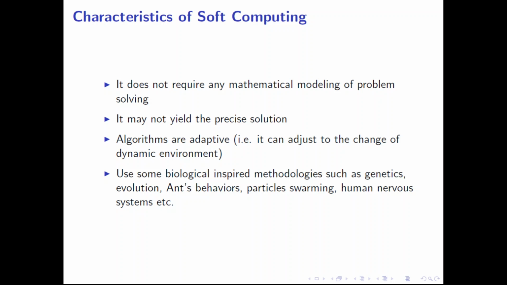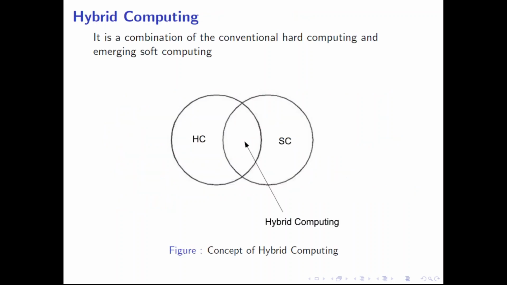and these algorithms should be adaptive with respect to the environment. That is, the problem itself may not be unambiguous. It may behave in a different way in different circumstances. Then the algorithm should be able to adapt. Okay, fine. And then what is hybrid computing?